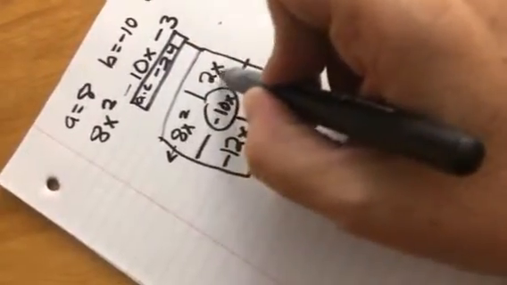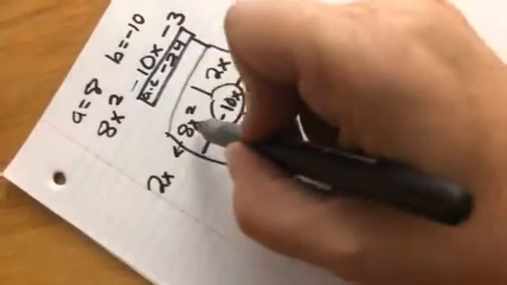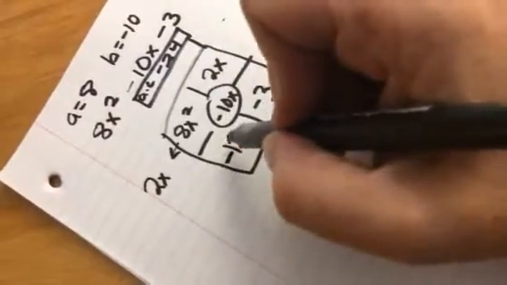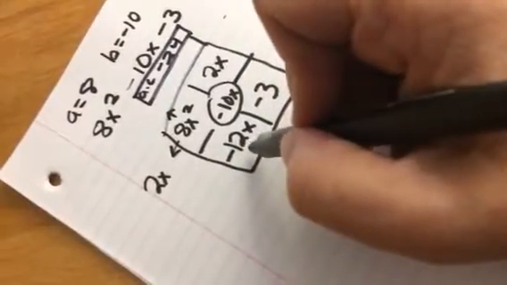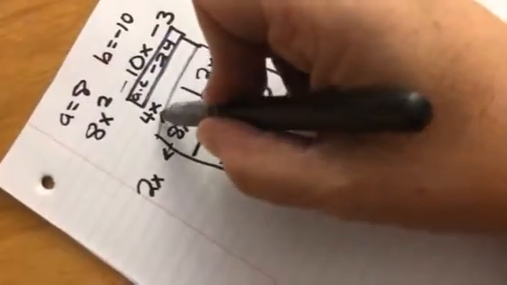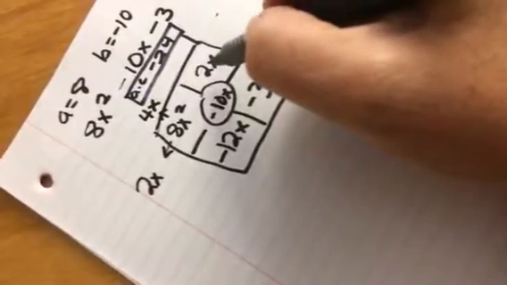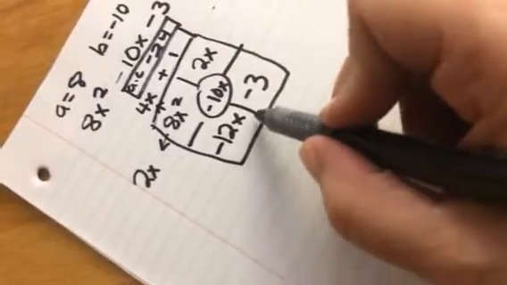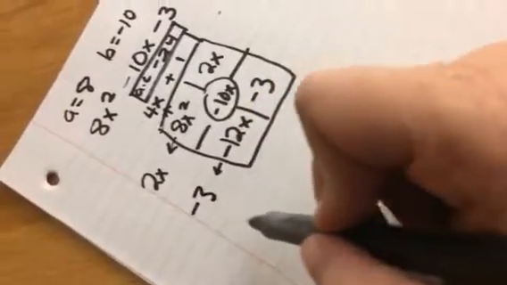We look for the greatest common factor between 8x squared and 2x. That factor is 2x, because 8x squared can be divided by 2x, and 2x can be divided by 2x. Now we go this way. Greatest common factor between 8x squared and negative 12x is 4x. And we take the sign that's closest to the edge of the box. So then 2x and negative 3, they don't have any common factors, so we're going to do plus 1. And then negative 12x and negative 3, they have in common negative 3.